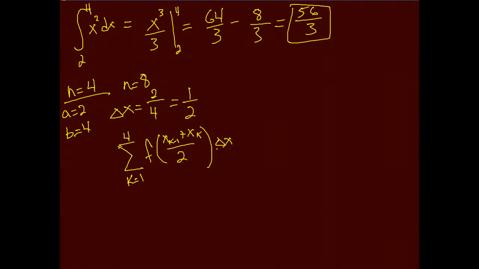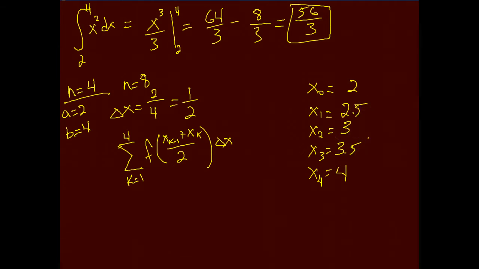So what we need to do is check all the midpoints. It might help to make a list of what x0, x1, x2, x3, and x4 are. Well, we know x0 is going to be 2, we know x4 is going to be 4, and our delta x is going to be 1/2, so x1 is going to be 2.5. We can write that as a decimal, 2.5, this would make that 3, and this would make that 3.5.